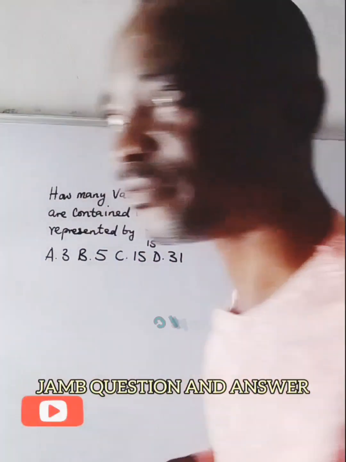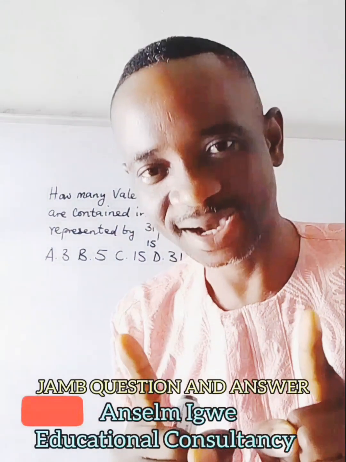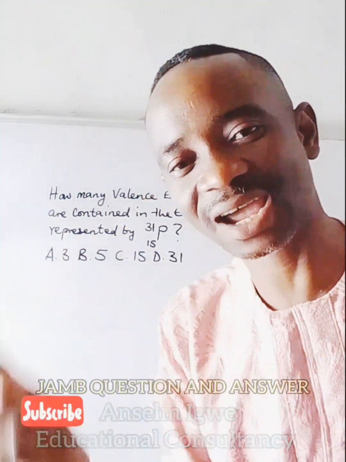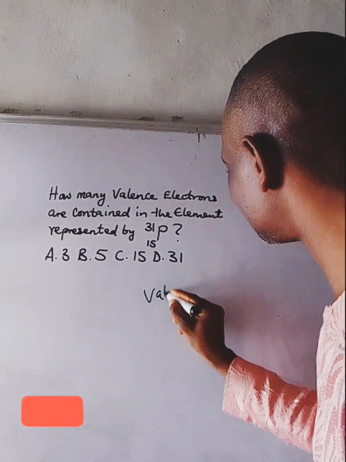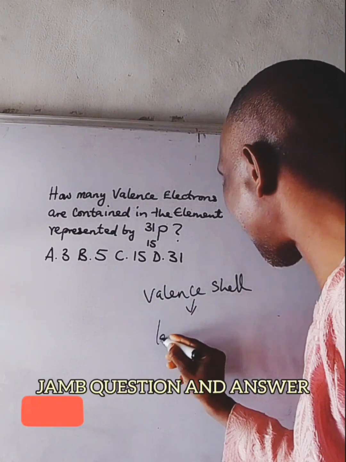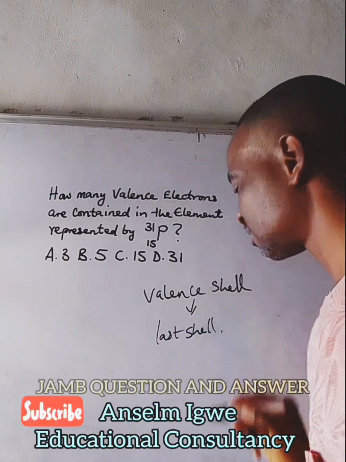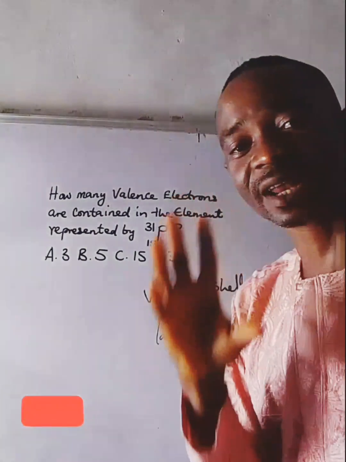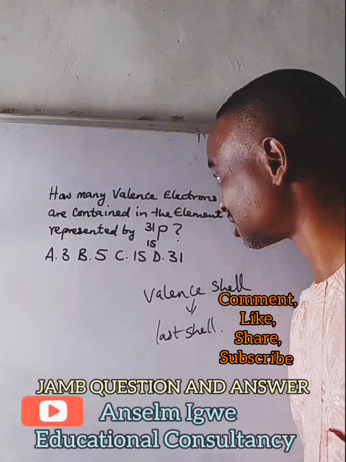What is a valence electron? A valence electron is the number of electrons at the valence shell. Valence shell is the same thing as the last shell of the atom. The last shell. How many electrons are on the last shell? That is what the question is saying.